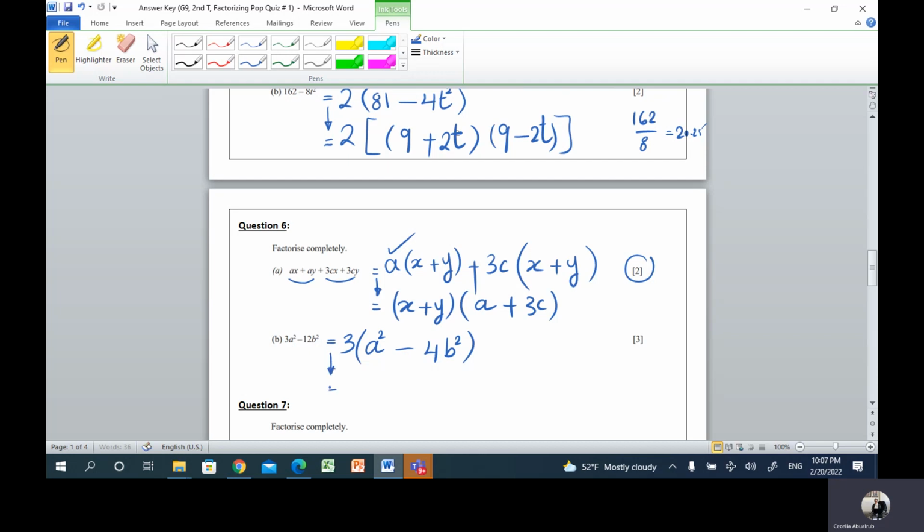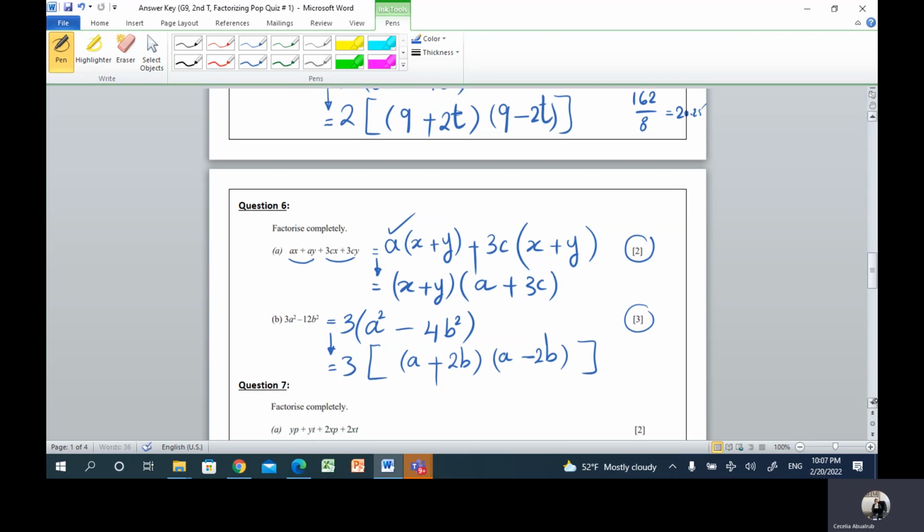Now, a squared is a squared term, minus 4b squared is a squared term. So if this is the case, and since we have 3 marks here, the 3 will remain the same. You're going to open a squarish bracket. You're going to open 2 small brackets. One will carry the addition sign and the second one will carry the negative sign or the subtraction sign. A squared means a times a, and 4b squared means 2b times 2b, and our factorizing is complete now.